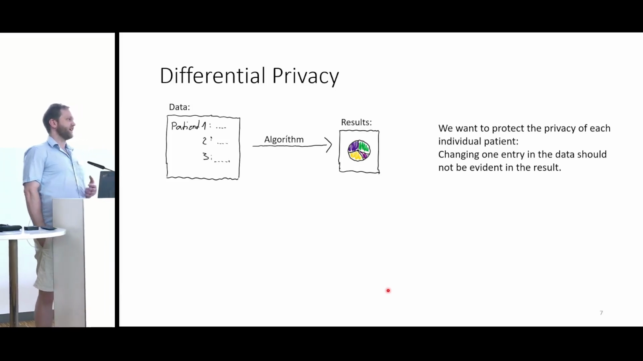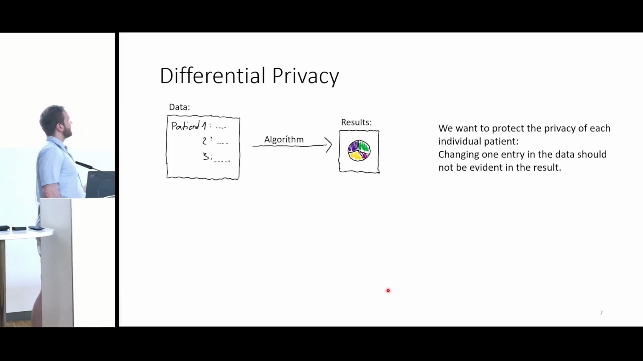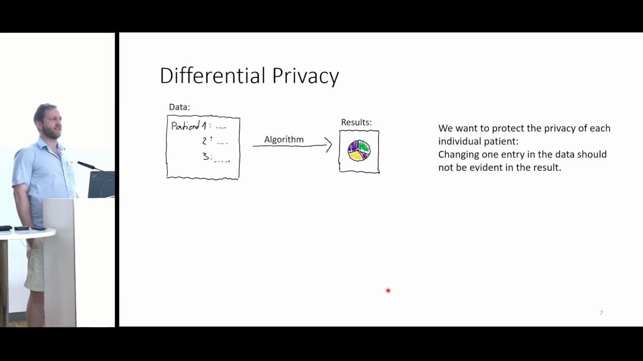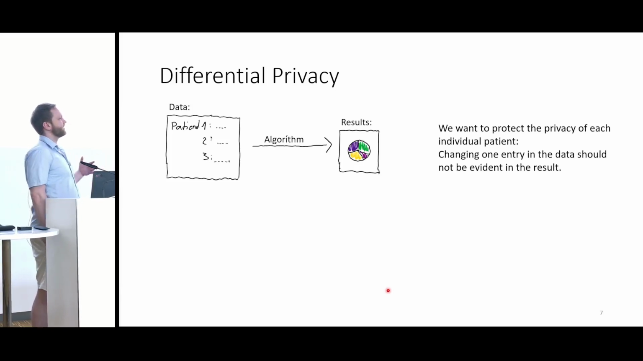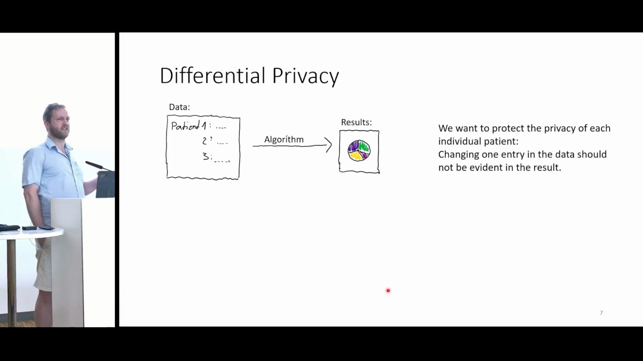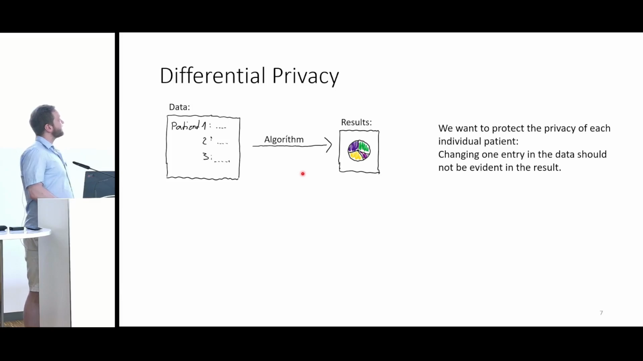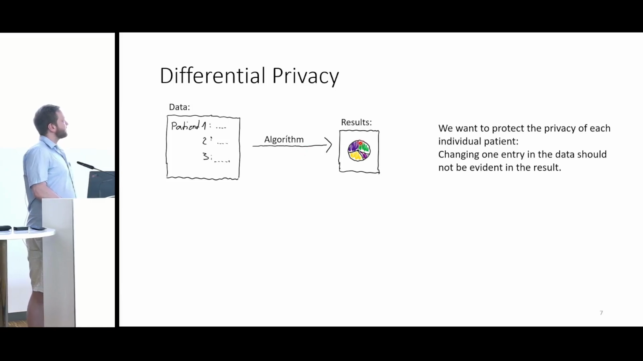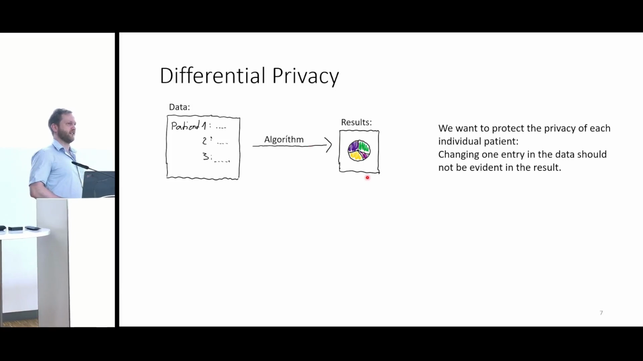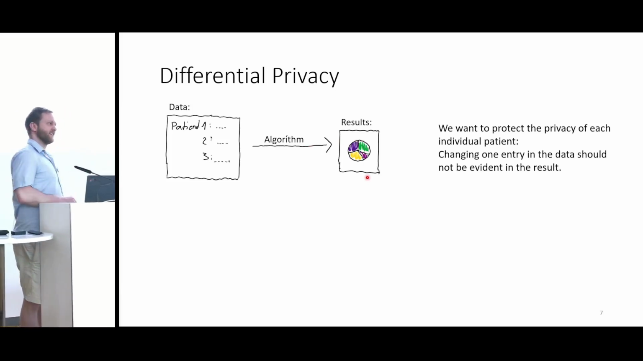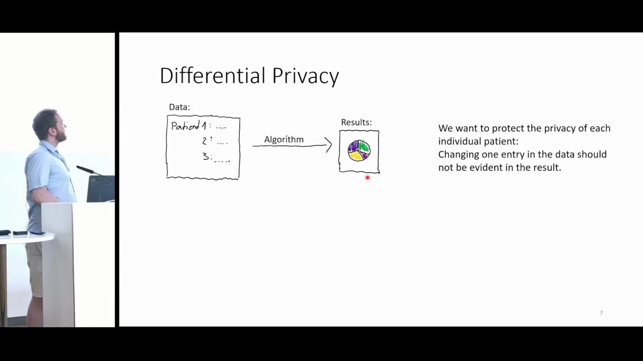Imagine you have some database, and the typical example is a database in a hospital of patients that took part in a trial and tested positive or negative for a certain disease. Now you, as a researcher, might want to run some analysis on this data and publish your results afterwards. But obviously there are a lot of data protection concerns. Maybe the individual patients don't want their data revealed.